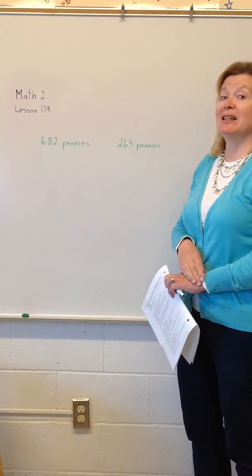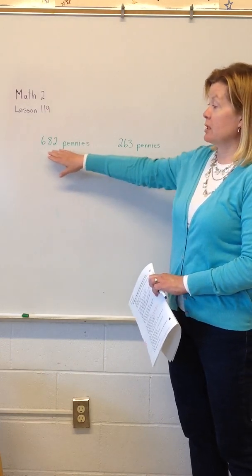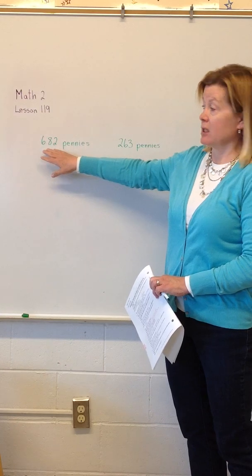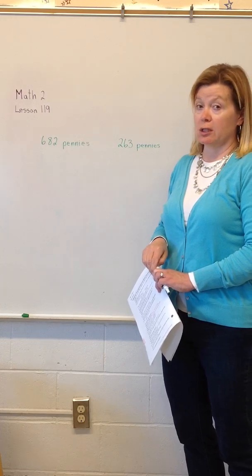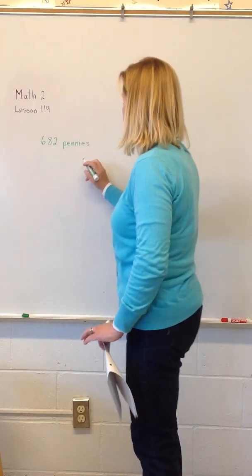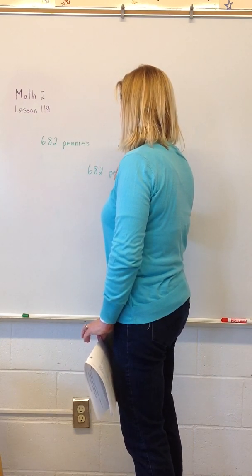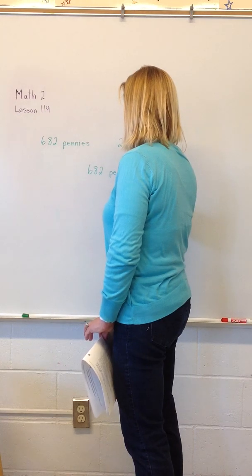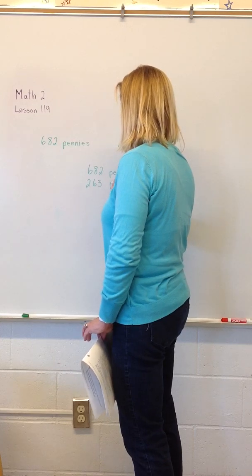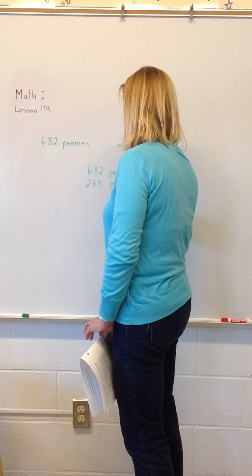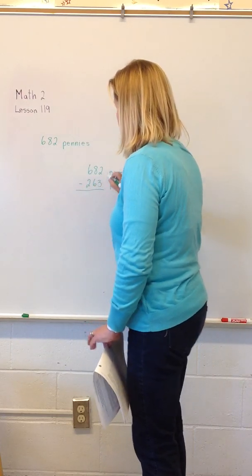Now let's find out exactly how many pennies I'm going to have left over. Remember, when we're subtracting, it's pretty difficult for us to subtract horizontally, so we're going to rewrite this problem vertically so that we can do the work. So 682 pennies, minus 263 pennies. Remember, we need a subtraction symbol. Put your line underneath.